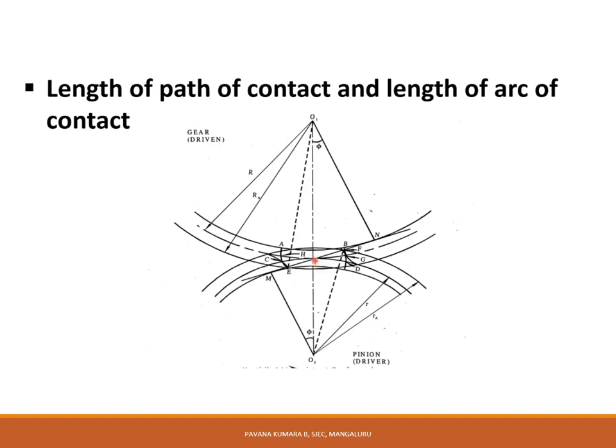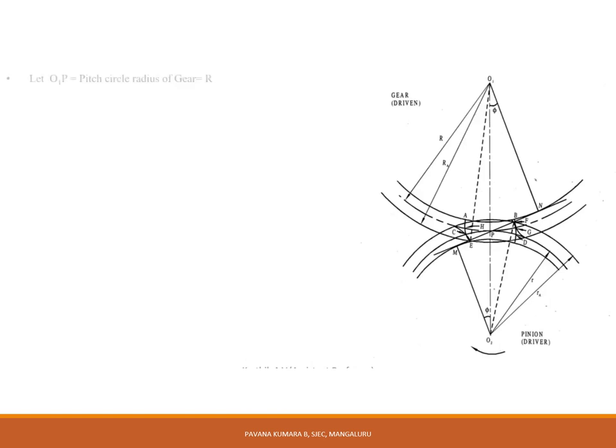This will cut the pitch circle at one point, denoted by capital P. At the point P, this common tangent line cuts the pitch circles of the two gears. This indicates that the driver and driven meet at one point. That point is called the pitch point, denoted by capital P. So this derivation we are going to study in these slides. So first one is O1P.